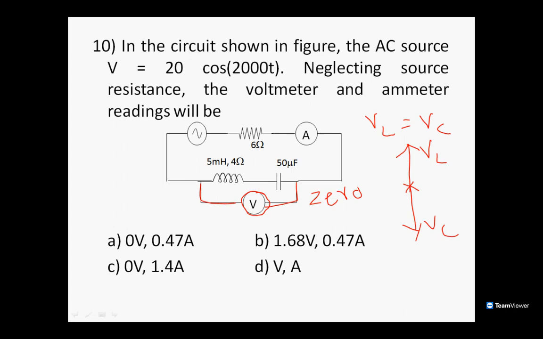Now you see the choices. Here also the voltmeter reading is zero. Here also it is 0 volt. Definitely this is not a right answer. This is also not a right answer. Now you should start thinking whether A is right or else C is right. That I don't know.